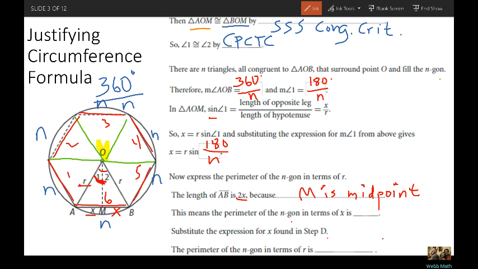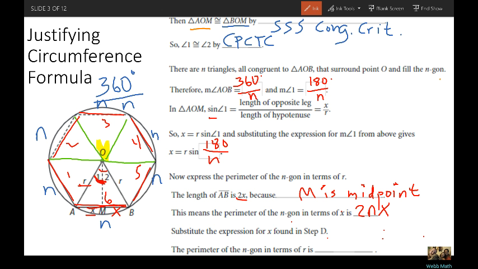So this means the perimeter of the n-gon is basically going to be 2x times n, the number of sides you have, which in the book they'll write as 2n times x, or 2x times n. It doesn't really matter because multiplication is associative. So that's nice because there's 2x here times, let's see, 6. So we have a lot of math there. But basically that's the idea, it depends on how many sides we have.